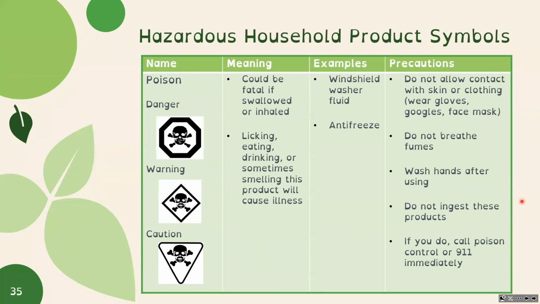And then our final hazardous household product symbol is poison. So we have a skull with crossbones behind it as the symbol for poison. It could be fatal if swallowed or inhaled. This includes licking, eating, drinking, and sometimes smelling the products could cause illness as well as death. So windshield wiper fluid and antifreeze are examples.